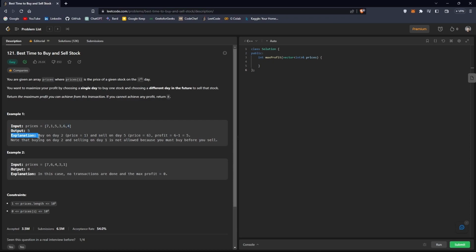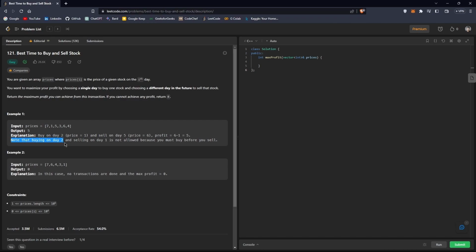Now the explanation given for this output is: for this given array, you buy on the second day, day 2, where the price is 1, and you sell on the fifth day, day 5, where the price is 6, right? And the profit that you gain from this transaction would be 6 minus 1, which is 5.